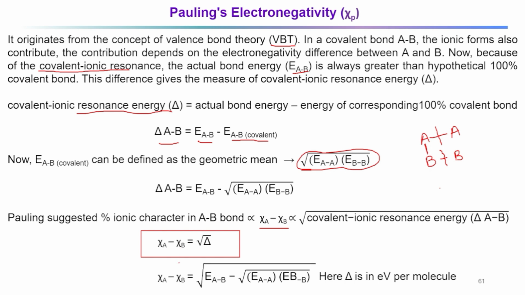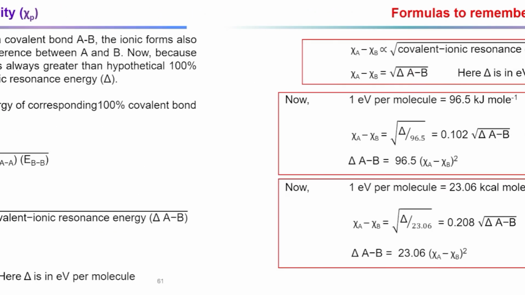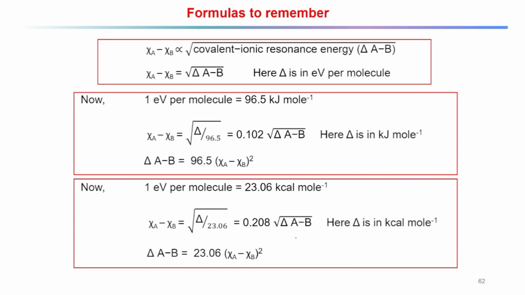If we put in the value of this delta, we get chi A minus chi B equals this equation. Here delta is in eV, electron volt per molecule. From there, we observe that chi A minus chi B is proportional to the square root of the covalent-ionic resonance energy delta AB. So chi A minus chi B is equal to the square root of delta AB, and here delta was in eV per molecule.